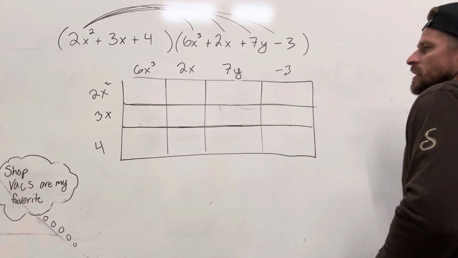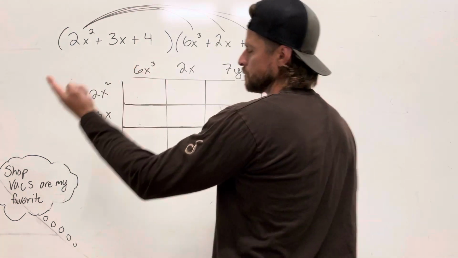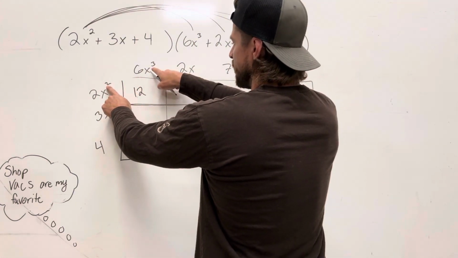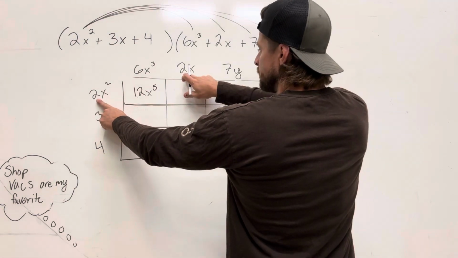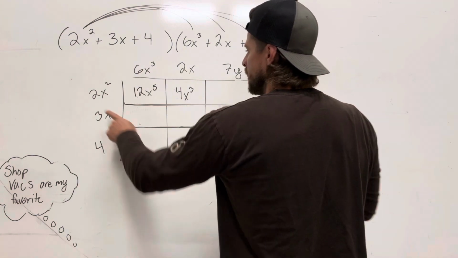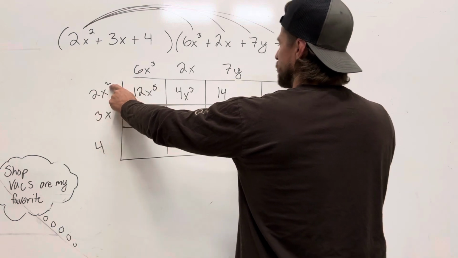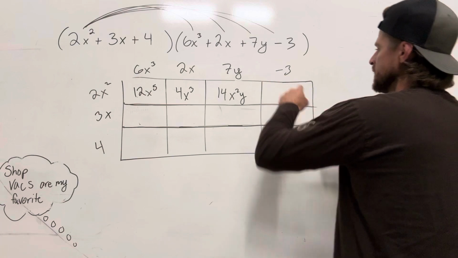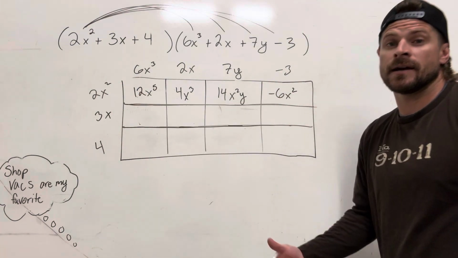We're just multiplying each and every term. So we got 2x squared times 6x cubed. That's 2 times 6. We all know that's 12. X squared times x to the third. Remember, we wanna add those exponents, so we're gonna get x to the 5th there. Okay, moving on. 2 times 2 is 4. X squared times x is going to give me x to the third. 2 times 7, y. So we got 2 times 7 is 14. X squared times y would just be x squared y. And 2 times negative 3 is negative 6. Keep that x squared attached. Okay, so we've got taken care of our first row.